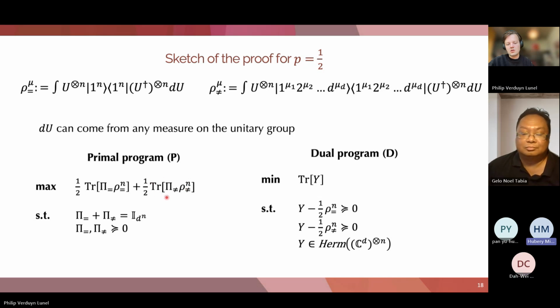So the maximization is over all possible POVMs, right? Yeah, it's over all POVMs. I want to just maximize these two things. This first thing is the probability of getting equal, which I assumed for this proof to be a half, but you can make it different. And then you get rho equal, and then you want to measure equal on rho equal.